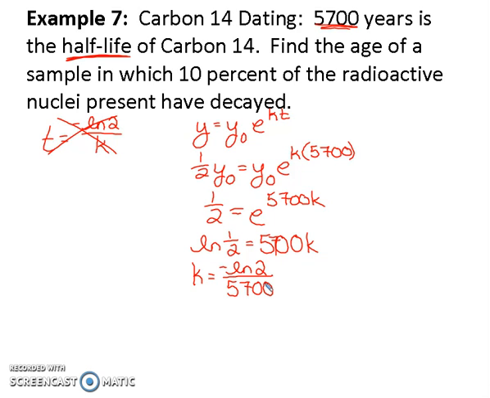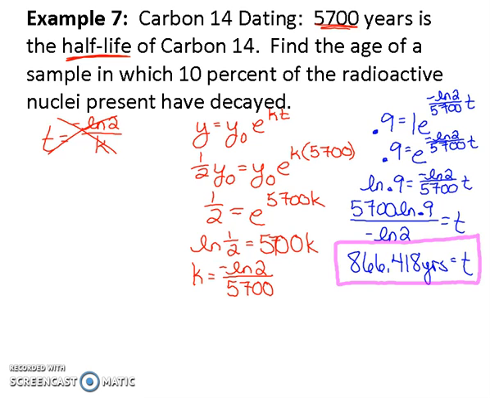So now I want you to pause the video, and I want you to see if you can figure out what the original function would be and the age of a sample in which 10% has decayed. All right, so I worked everything out over there on the right. If 10% has decayed, then that means 90% is left, so that's where the 0.9 comes from. Substituted in my k, solve for t, and got my 866.4.